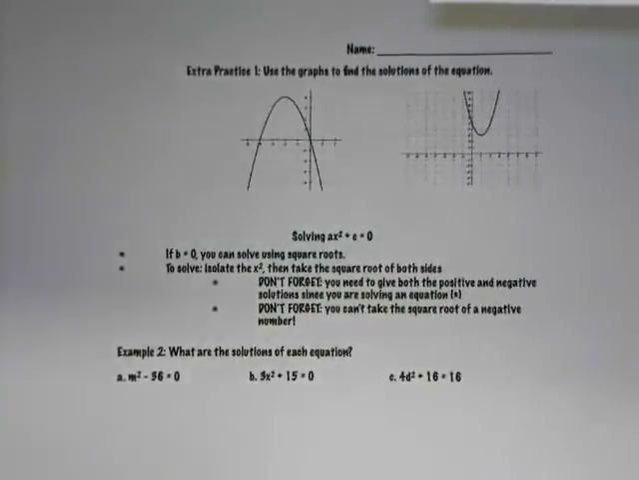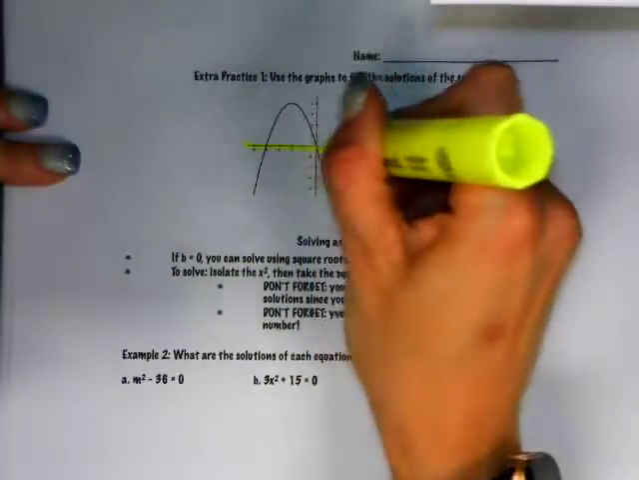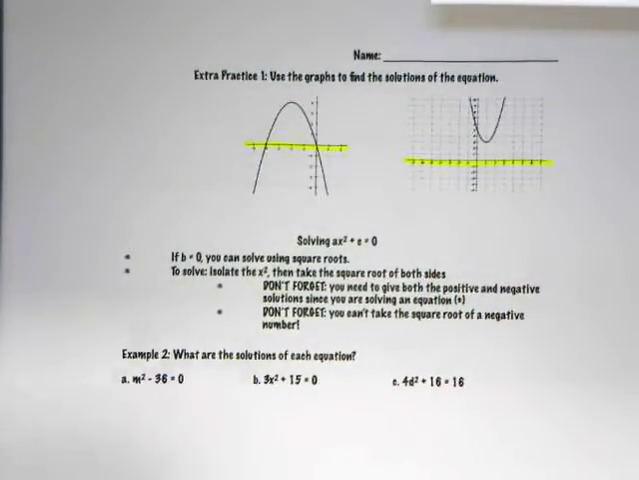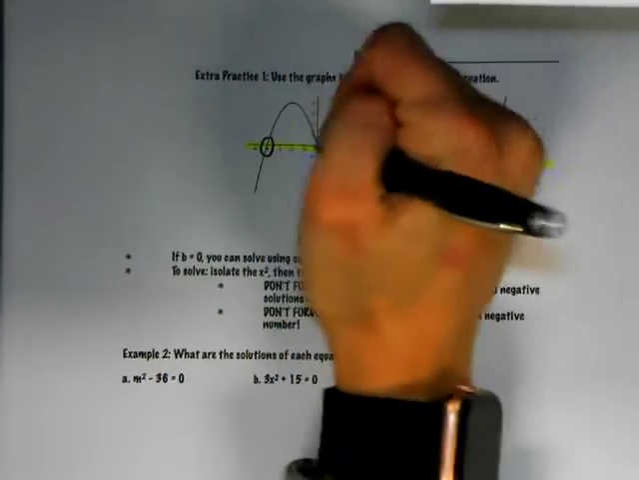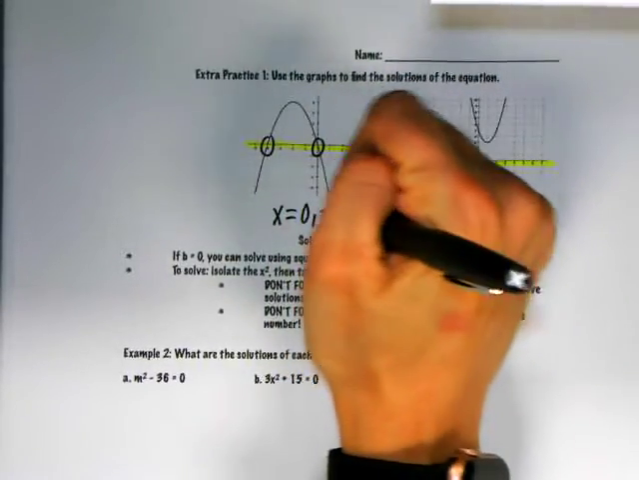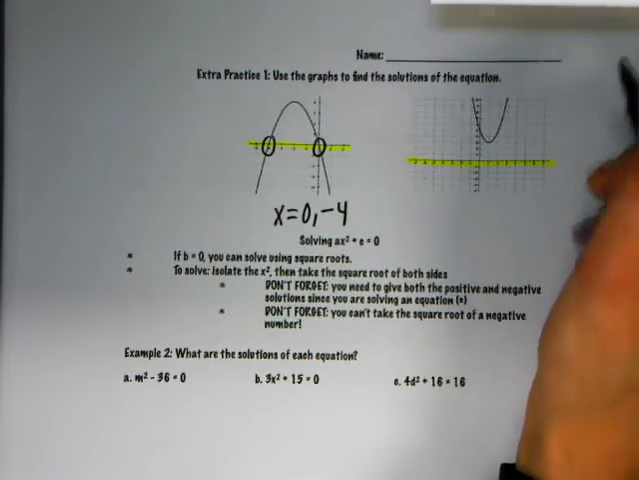All right, for these ones, how many roots is the first one going to have? 2. And what are the two x values where it's crossing? 0 and negative 4. Does it matter which order? No, it shouldn't. And then what about the second one?